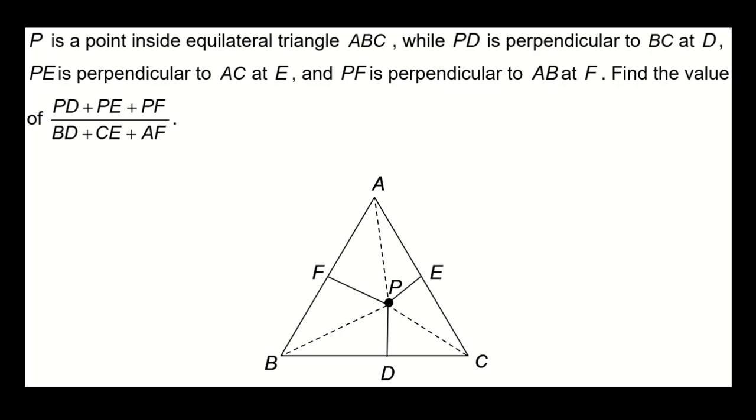Point P lies inside equilateral triangle ABC. From point P, perpendiculars are dropped to each side. PD is perpendicular to BC. PE is perpendicular to AC, and PF is perpendicular to AB. We are asked to find the value of the fraction PD plus PE plus PF divided by BD plus CE plus AF.